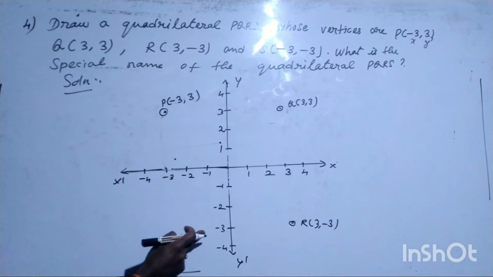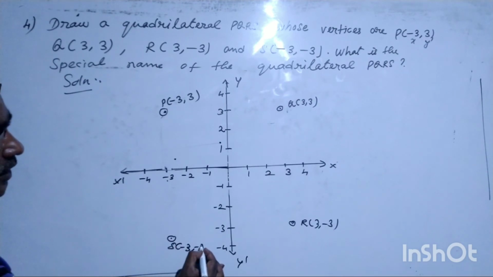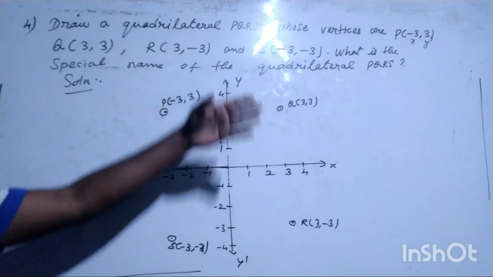So next becomes S (-3, -3). X is -3, Y is -3. It will come to this place, and this will become S (-3, -3). So we look at the points. Now the question becomes, what is the special name of the quadrilateral PQRS?